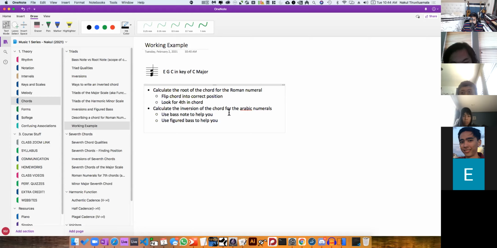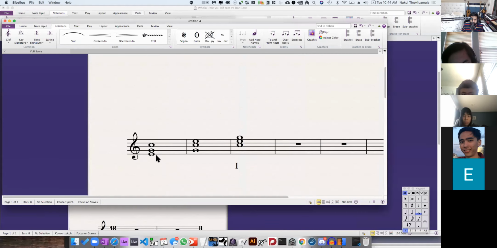Okay, so if we're calculating the inversion of the chord using Arabic numerals and we're using bass notes to help us, what we can do is we flipped the chord into root position. What we can do is evaluate the bass note of the chord that we're trying to analyze and see where it fits within the root position version of that chord. And you can see that this particular note E fits into the second note of the root position version of that chord, okay? Which means that this chord is actually in first inversion, okay? Does that make sense?